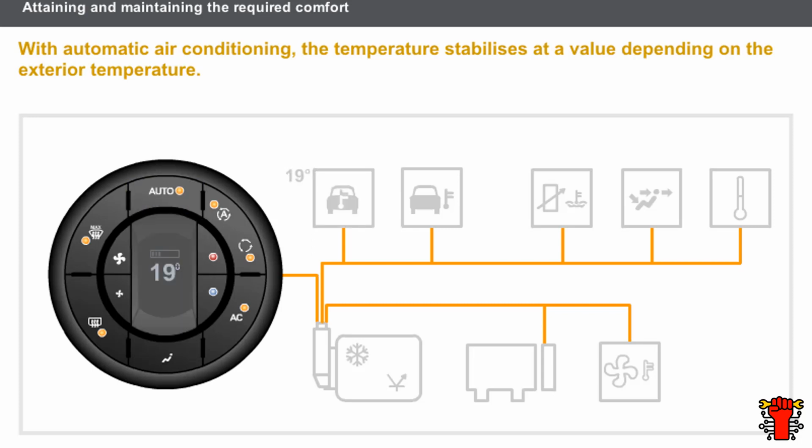To obtain the comfort level requested, the automatic adjustment system follows the following steps. Blown air temperature instruction calculation. Cold production adjustment according to the blown air temperature instruction. Air heating, cooling to attain the blown air temperature instruction. And distribution of air in the passenger compartment.